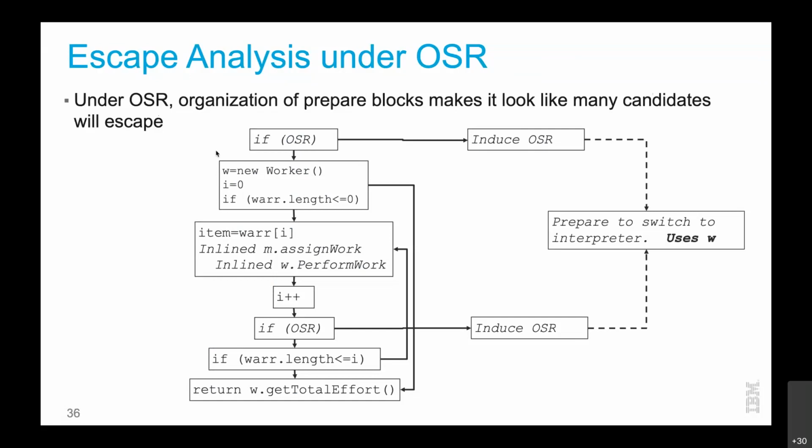Now, in the context of this method, the W that's being created right at the top of the method, the worker object, is, as I said before, a candidate for escape analysis. The way the prepare block is created, it appears to use that worker. And if you had a much more complicated method, there might be dozens of induce blocks, and all of them would appear to be using many different things, potentially many different candidates.